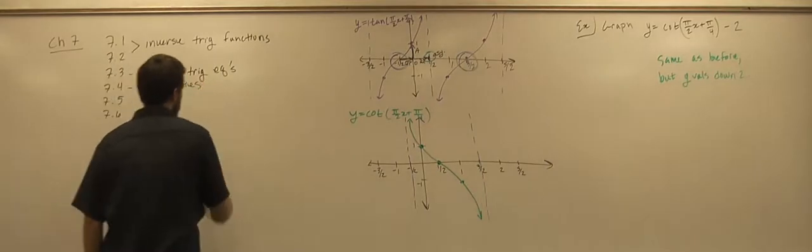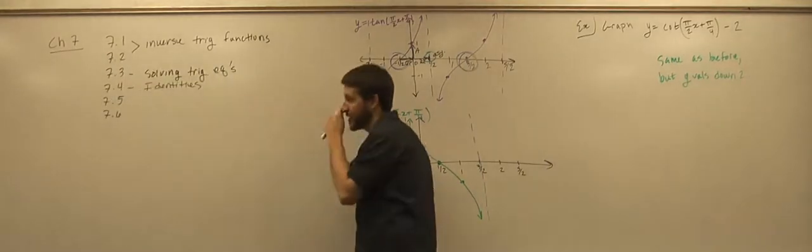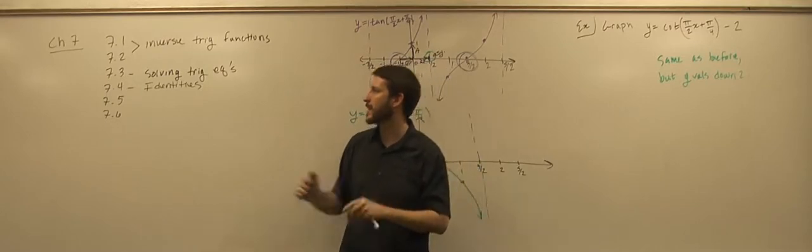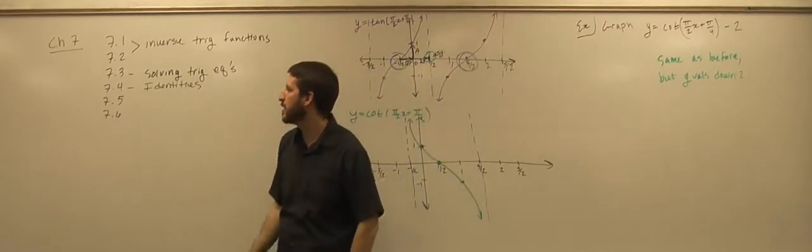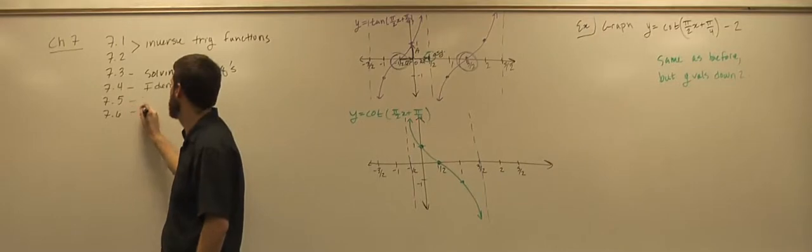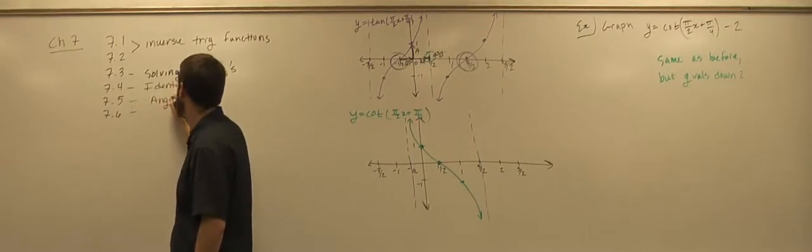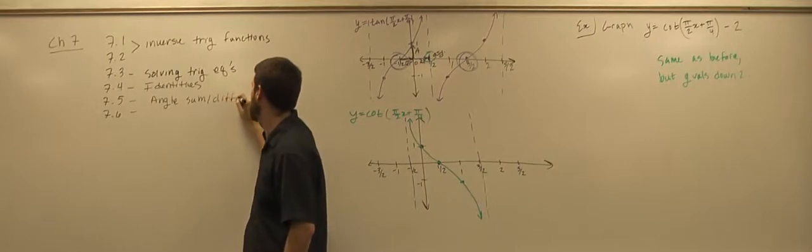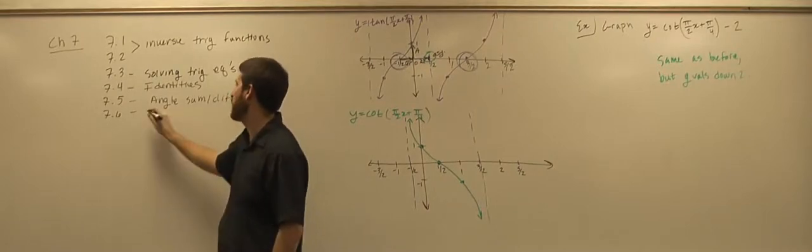So this is kind of like those questions you've had on your quizzes recently that say, use identities to simplify this. Okay, except more intense. And then we do angle sum and difference formulas. And then half angle and double angle.